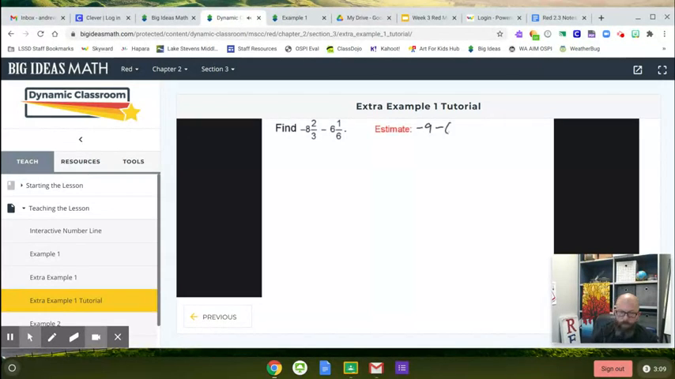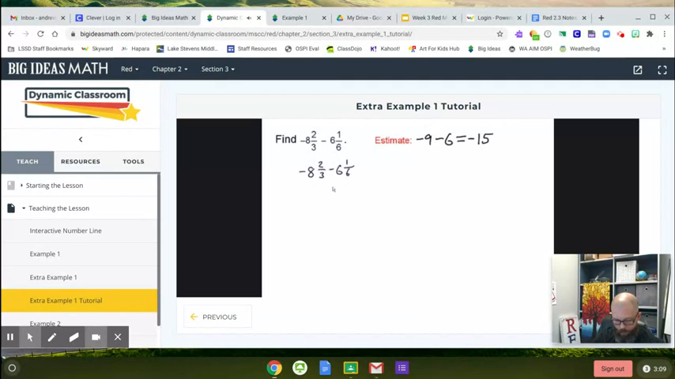And we're adding integers with the same sign, so you can add the absolute values. 9 plus 6 is 15. And keep the common sign, which is a negative sign. So an estimate is -15. Let's find the actual answer and see how it compares. Notice in the problem that we have mixed numbers. Well, mixed numbers are rational numbers, and we can use the same rules for rational numbers that we use for integers when it comes to adding and subtracting. So let's rewrite this as -8 2/3 plus -6 1/6.